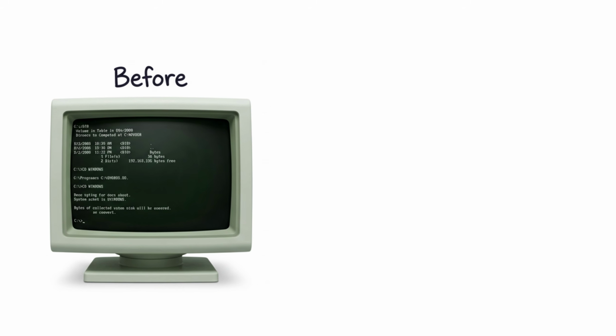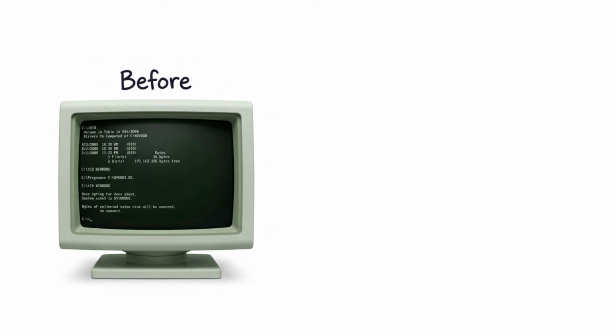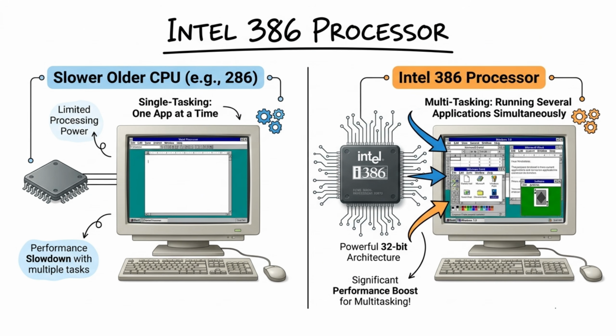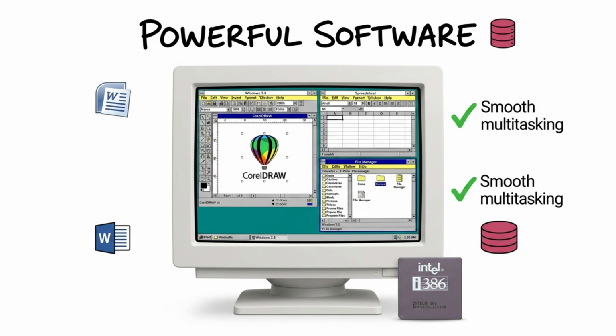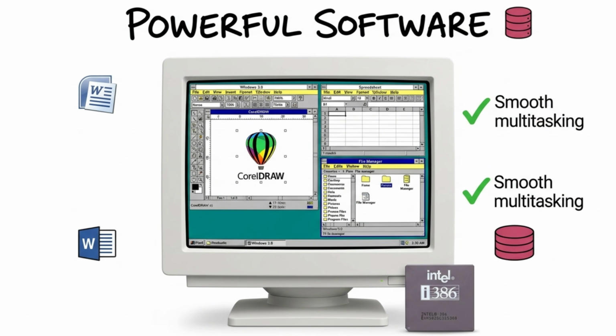Number 3. Windows 3.0 and 3.1, 1990 to 1992. Windows 3.0 was the first version that made people actually want a PC. Why? Colors. A full 16-color interface. It looked like a rainbow threw up on your monitor, but in a good way. Plus, Intel's 386 processor had just come out, so Windows could now run beefy programs like CorelDRAW and handle multiple apps at once without crying.